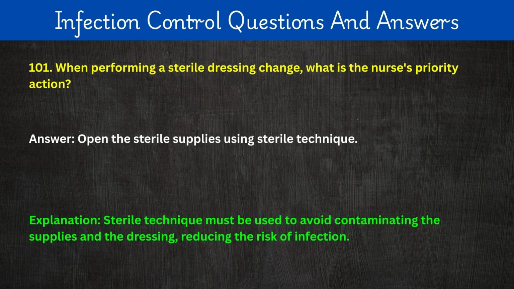101. When performing a sterile dressing change, what is the nurse's priority action? Answer: open the sterile supplies using sterile technique. Explanation: sterile technique must be used to avoid contaminating the supplies and the dressing, reducing the risk of infection.